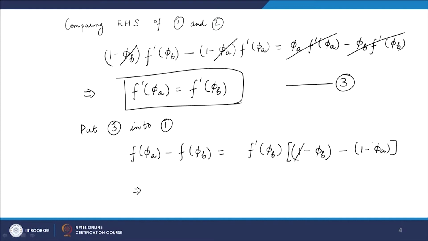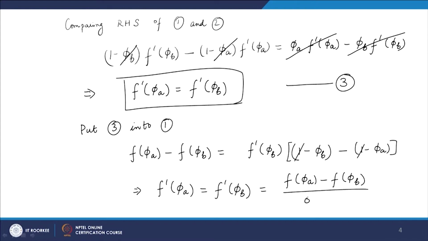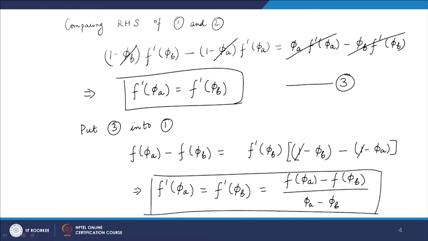Using that, what we get is f prime phi A, which is equal to f prime phi B that we have got from 3, is equal to f of phi A minus f of phi B divided by phi A minus phi B. So, this tells me the concentrations that will occur at phase equilibrium in the two phases. Okay. And now, let us see how exactly we can also interpret in a graphical way. It is called a common tangent construction that can really help us talk about phase equilibrium in a way that we can intuitively feel from a graph.